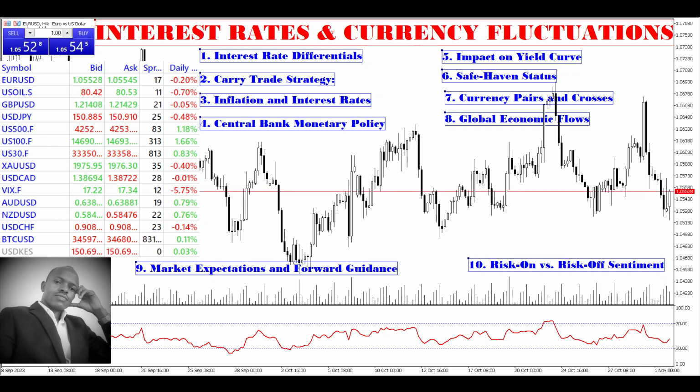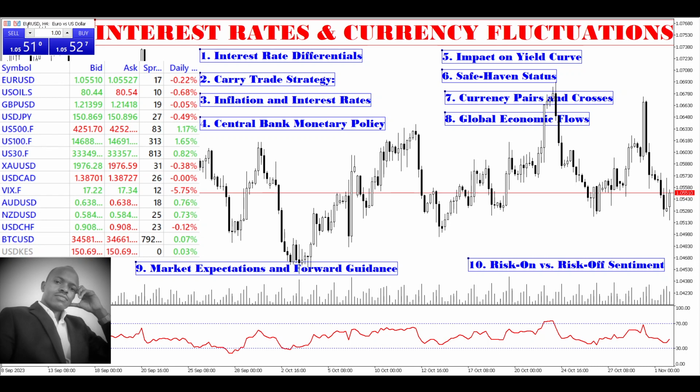So another impact by interest rates on currency fluctuation is on market expectations and forward guidance. You see that it is not just the actual rate changes, but also market expectations and forward guidance from central banks that matter. In essence, what we mean here is that traders will react by positioning their trades depending on how the central bank communicates their future plans for interest rates.